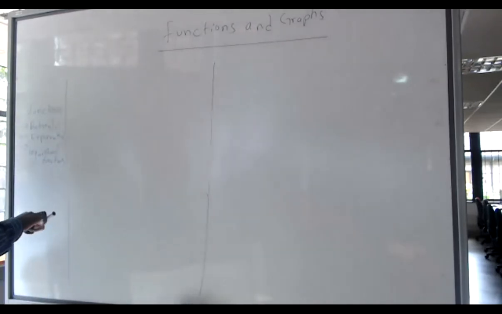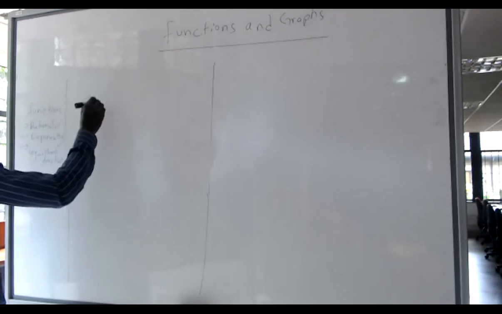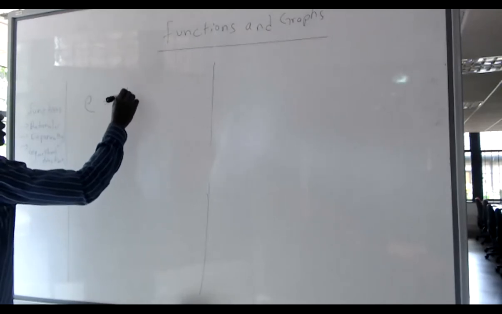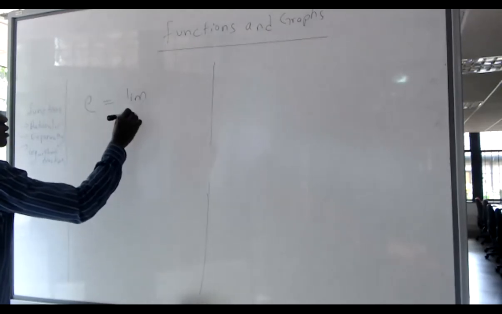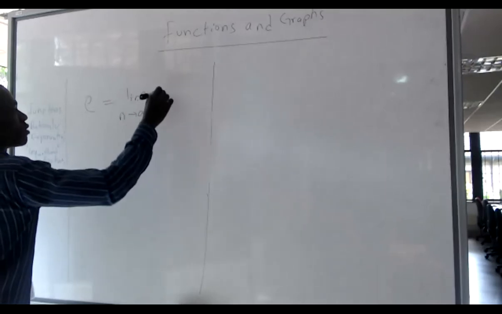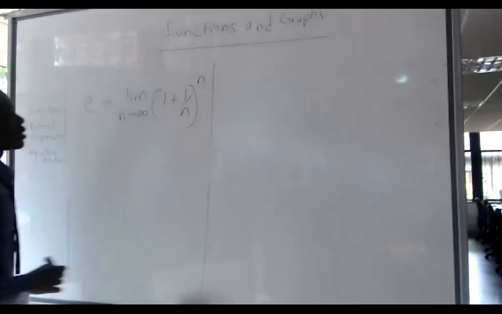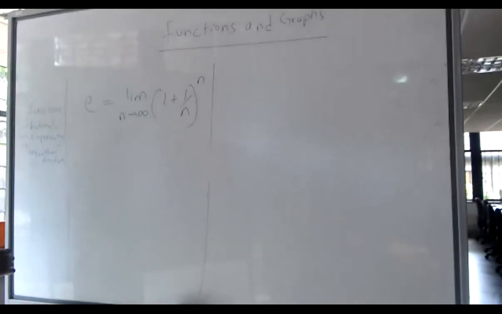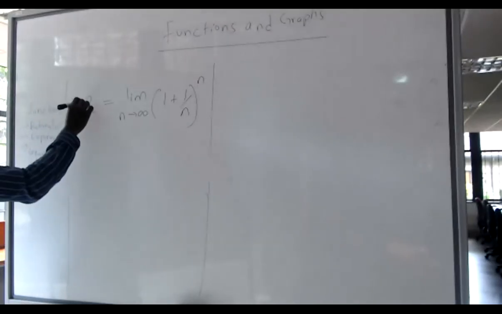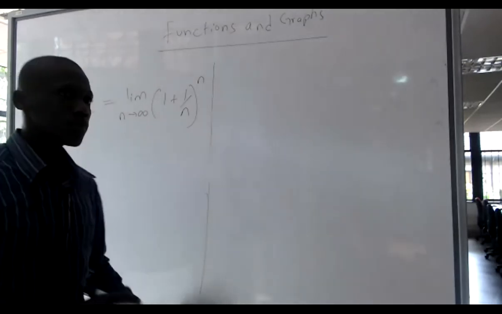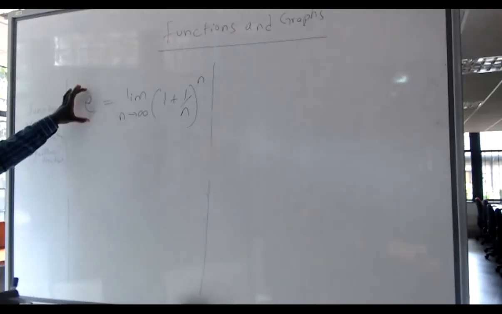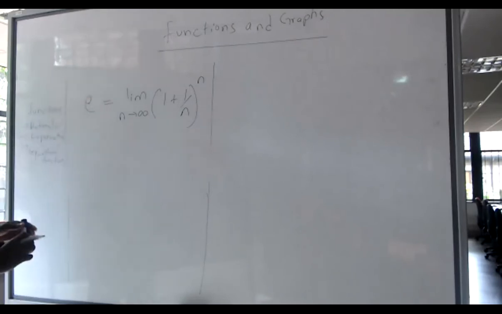So let's define a base e. This is the usual Euler number as the limit as n goes to infinity of (1 + 1/n) raised to n. Is that better? Yes, thank you. Is that clear? This is the Euler number that we have seen before.